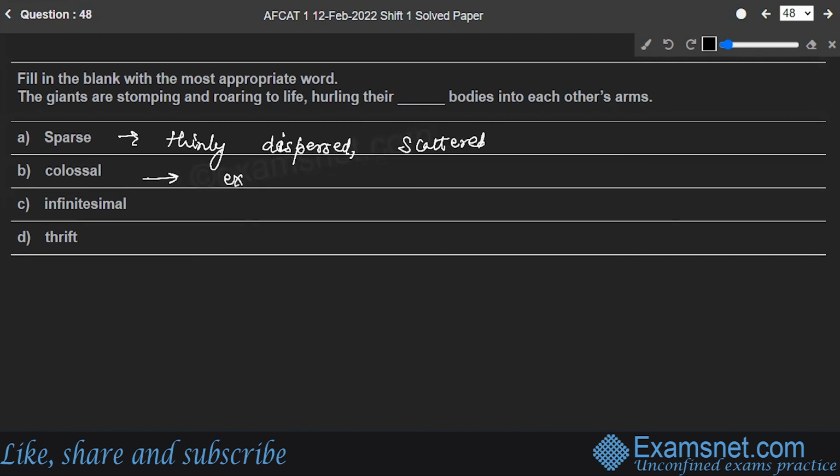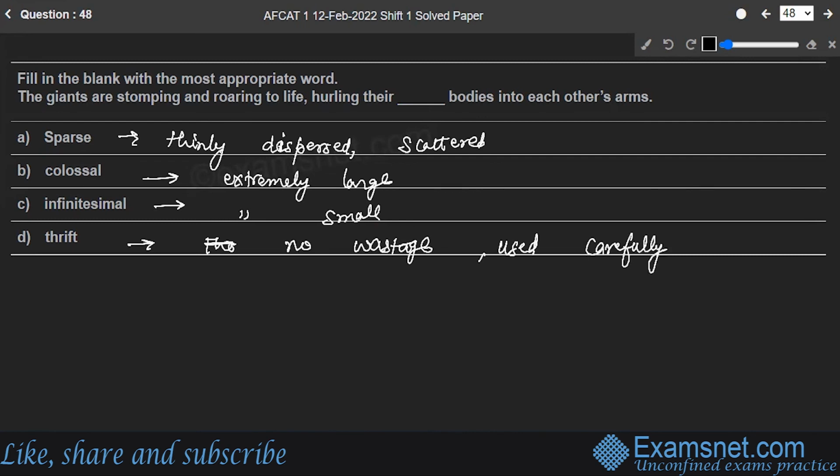Colossal means extremely large. Infinitesimal means extremely small. And thrift means the quality of using money or other resources carefully, when you're not wasting something. Okay? No wastage. When you're using everything very carefully, like money or other resources, everything is being used very carefully. So that is called thrift.